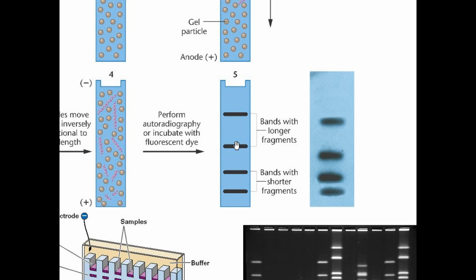So with a typical DNA sample, you'll end up getting a series of bands like this, and each band represents one particular size DNA molecule. The reason you get bands of DNA fragments of specific sizes has to do with how you cut the DNA molecule.